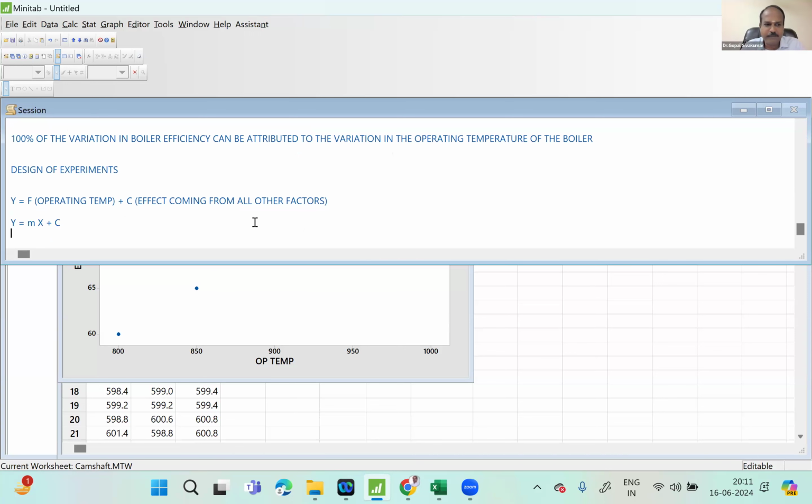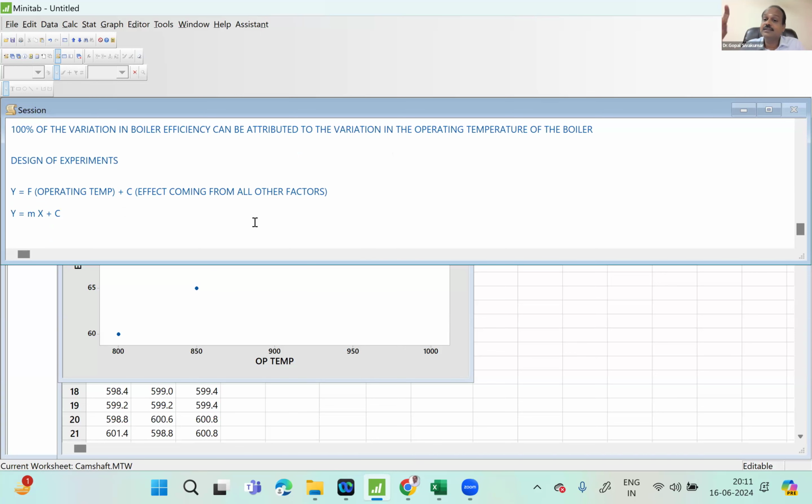How can I improve my R square? By finding out the other root causes. Suppose there is one more factor, let's say x2: a x1 plus b x2. Look at my equation now. How many variables did I bring into my equation? Two. So my boiler efficiency not only depends on the operating temperature, it also depends on one more factor. By including one more factor, by controlling one more factor parallelly, I can have better control over my boiler efficiency. Is it logical?